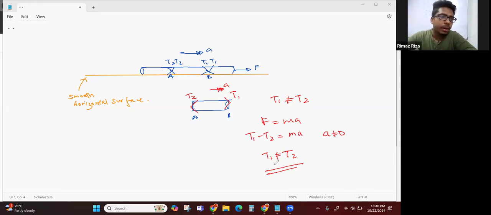At this end of the string the tension is maximum. In this end, tension is maximum, that T max is equal to F, the applied force. Is that clear? Yes, sir. And in this end, the tension is minimum, T min, so that T min equals 0.